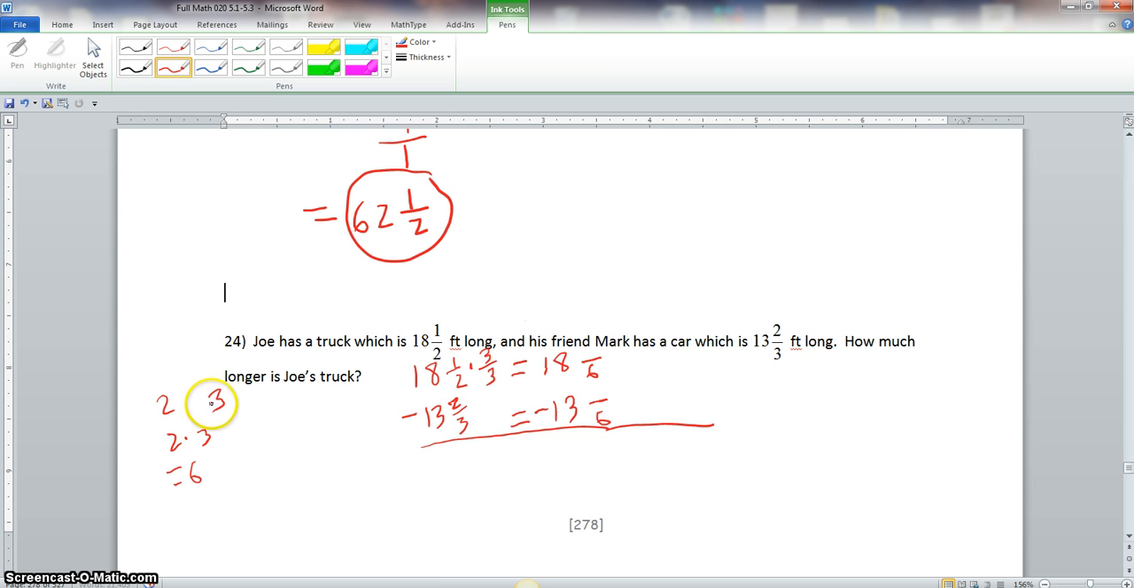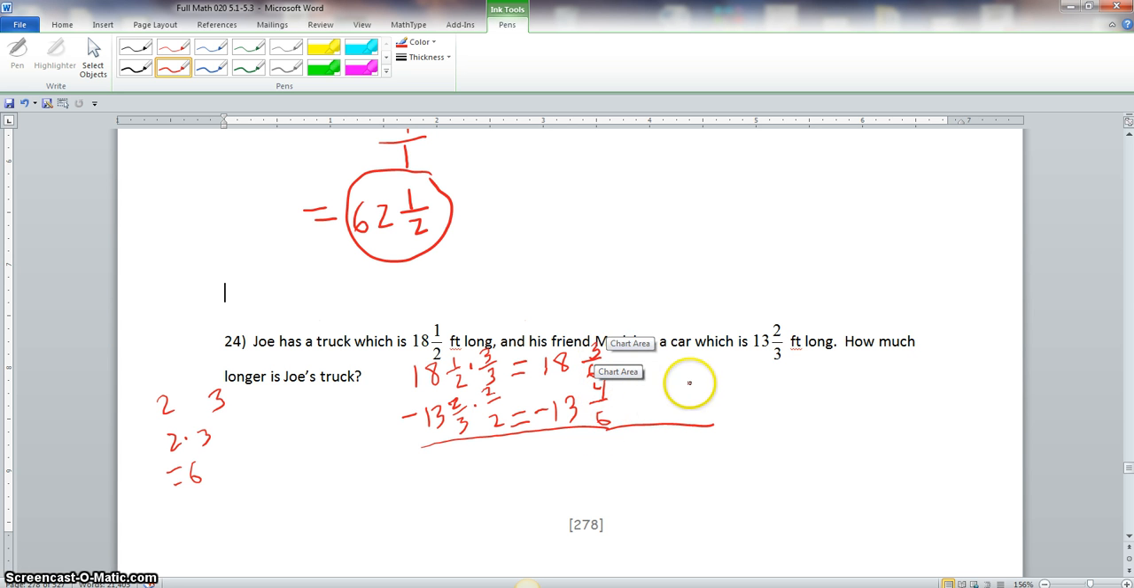Then we compare the 3 to the 2. What does 2 have that 3 does not? It has a 2. So we multiply numerator and denominator by 2. So 2 times 3 is 6. 1 times 3 is 3. 3 times 2 is 6, and 2 times 2 is 4.